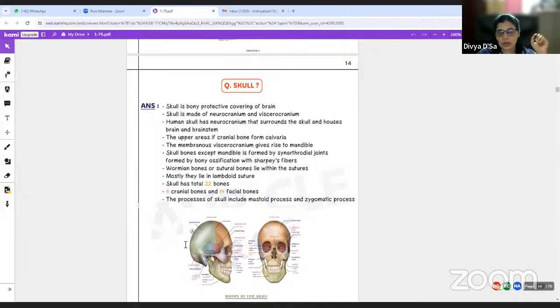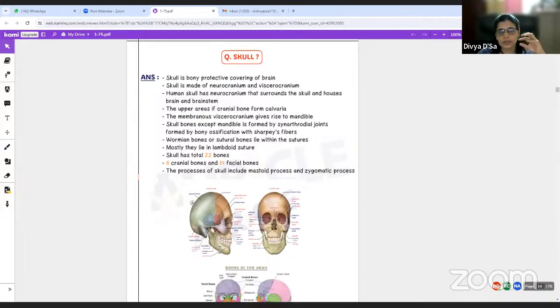So the skull has altogether about 22 bones. There are about 8 cranial bones, which basically form the vault of the skull, and about 14 facial bones. And the two processes include the mastoid process here and the zygomatic process.